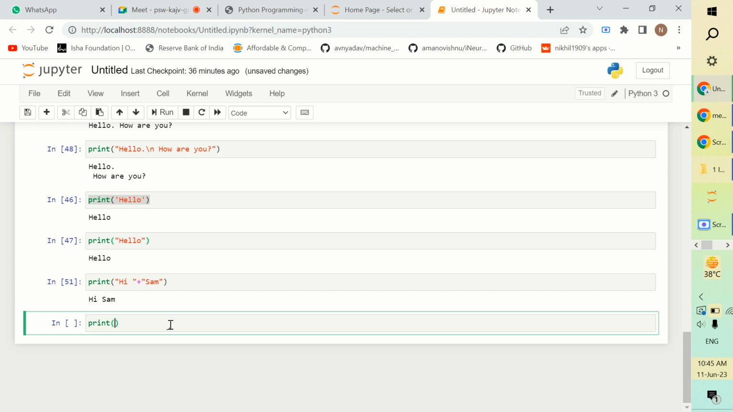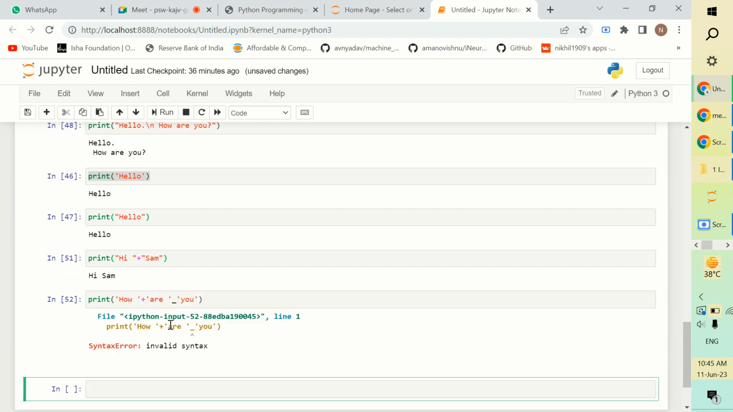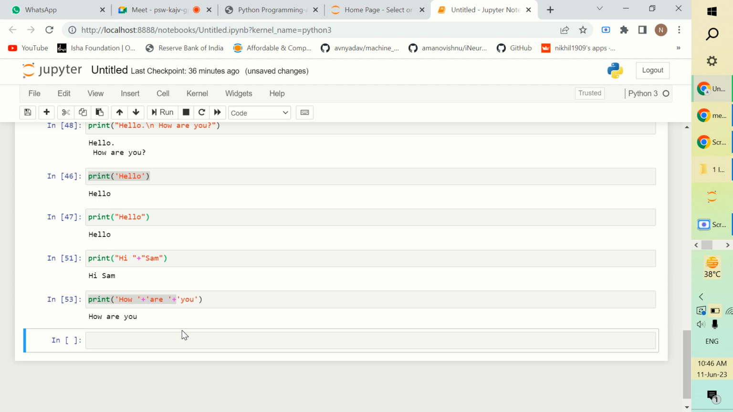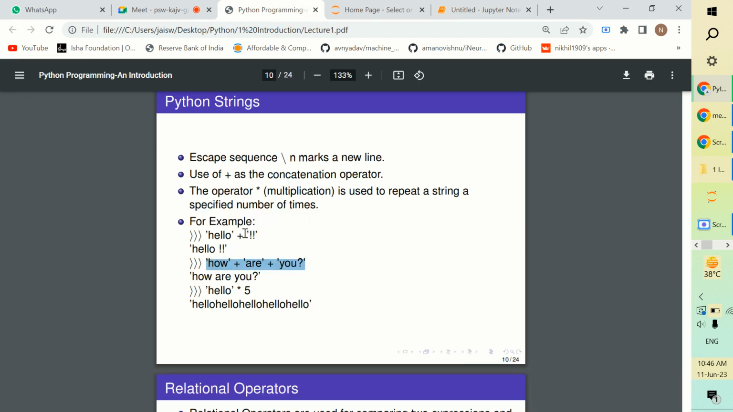Print I plus how plus are plus you. Okay, you can concatenate multiple strings also like this using the concatenation operator.